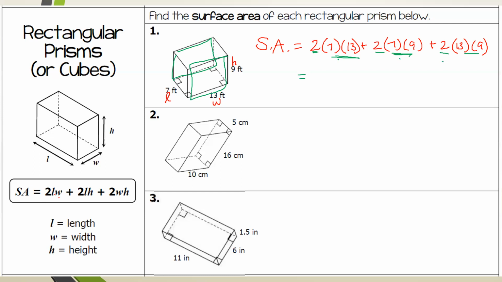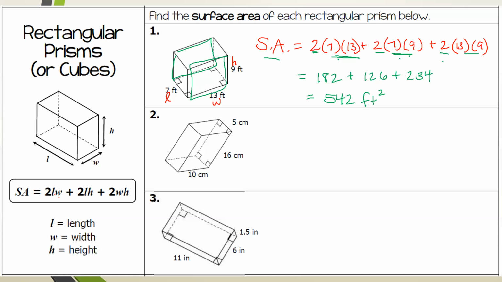So we type these into our calculator. 2 times 7 times 13, 2 times 7 times 9, 2 times 13 times 9. Add all of them together and we get 542. This is an area, it's a surface area, so our units are units squared. Simple as that. Okay, so if it helps you to list out what is the length, the width, the height, or just label it in your picture, either way, you just plug those numbers into your formula, which will tell you the total area of all of the surfaces.